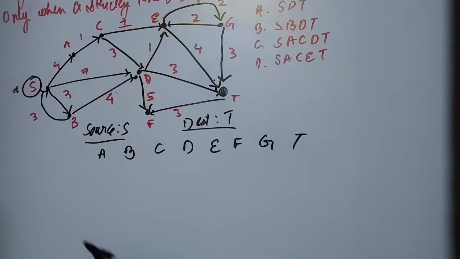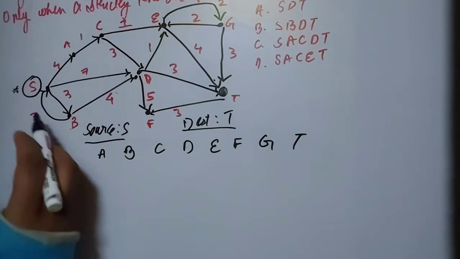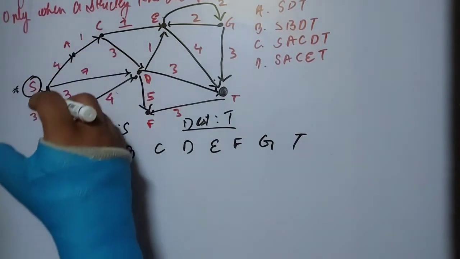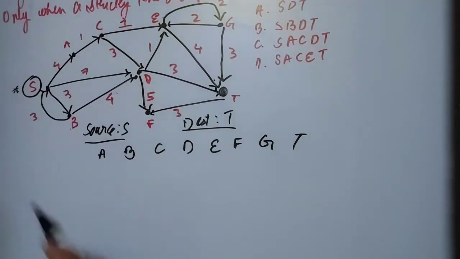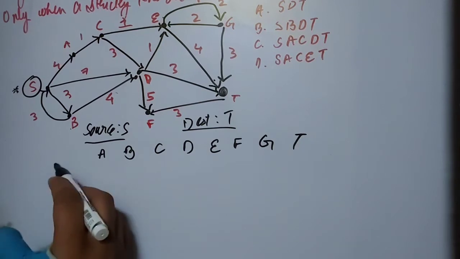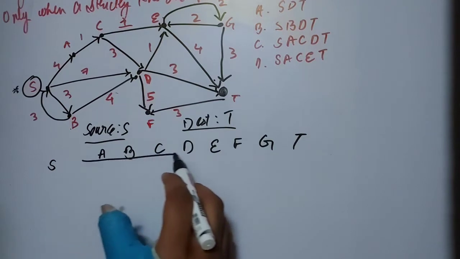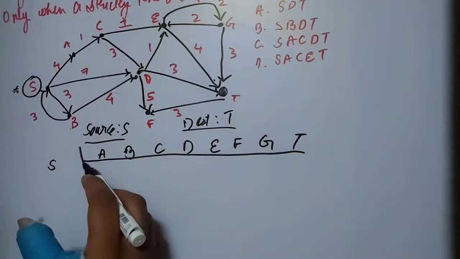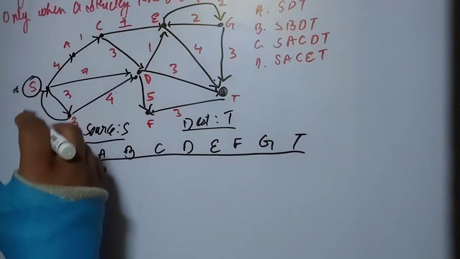Now let's compute the shortest path from S. So S is there, and we could see that from S we could go to B, and its edge weight is 3, and from S we could go to A, whose distance is 4, and from S we could go to D, whose distance is 7. So we will write this in the format as, first we will write S here. S to A is 4. S to B is 3.